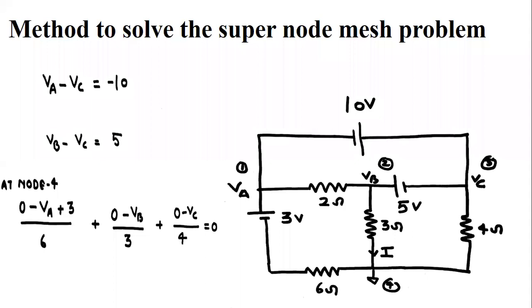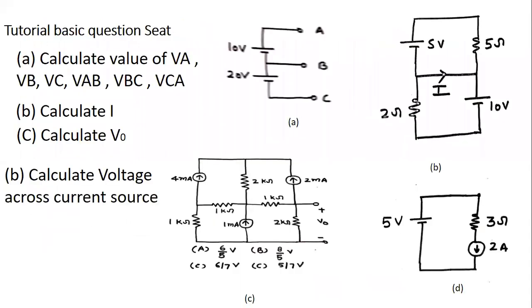Now see, for the next lecture, we are giving you some basic questions, so just go through them. Question first is, a 10 volt and 2 volt battery are connected here. You have to calculate the value of PA, the value of PB, and the value of PC. Also calculate the values of VAB, VBC and VCA.